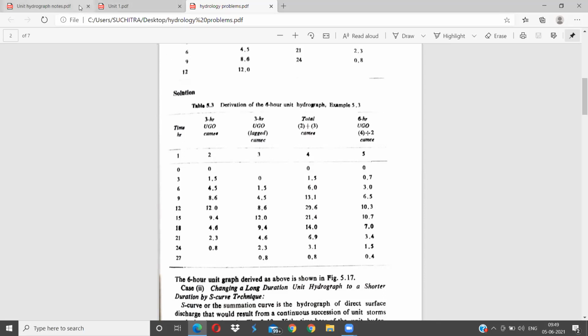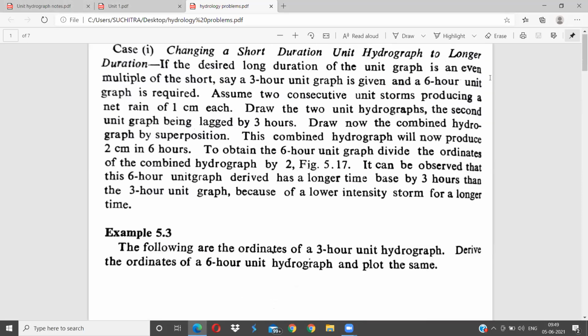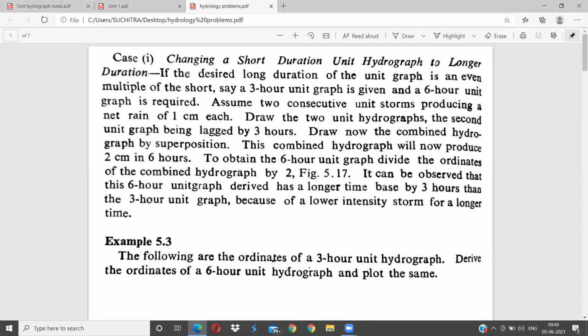So this is the method by which you can change a short duration unit hydrograph to a long duration unit hydrograph. That means the longer duration unit hydrograph is an even multiple of the shorter, and the 3-hour unit hydrograph is given, and you have to derive a 6-hour unit hydrograph. That means this 3-hour unit hydrograph has to be lagged by 3 hours in order to get the 6-hour unit hydrograph. So any doubts with this problem?